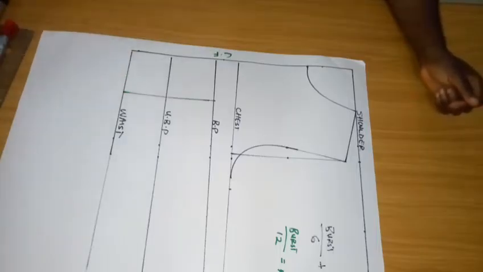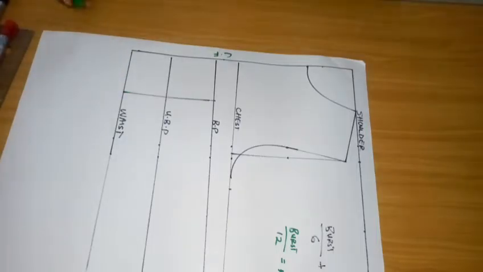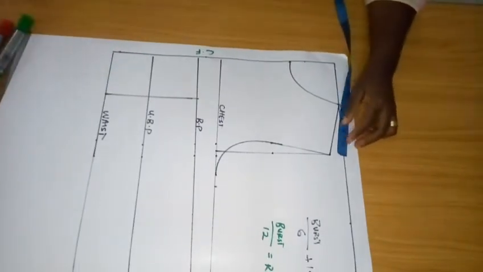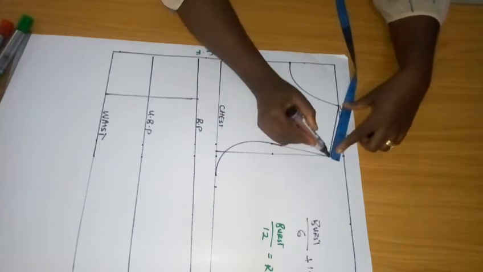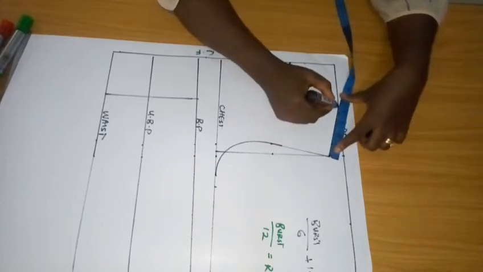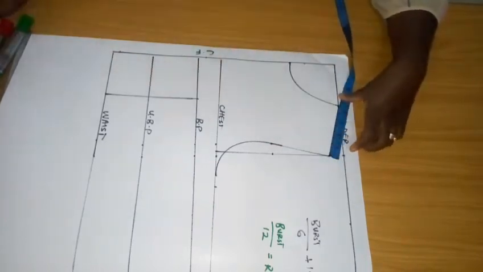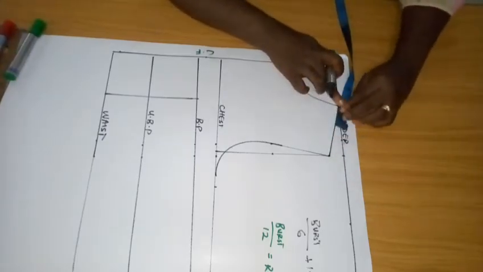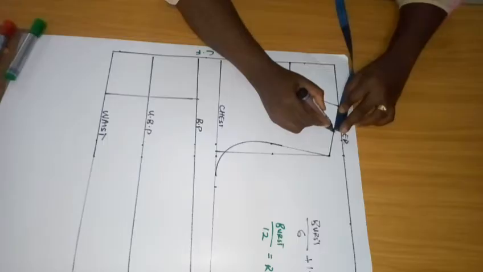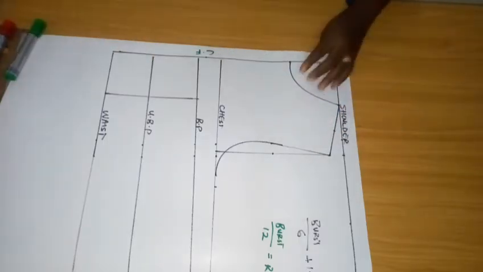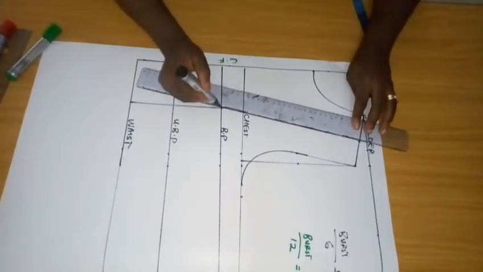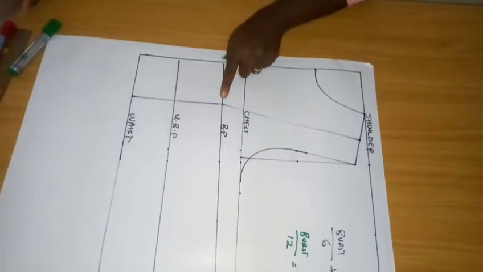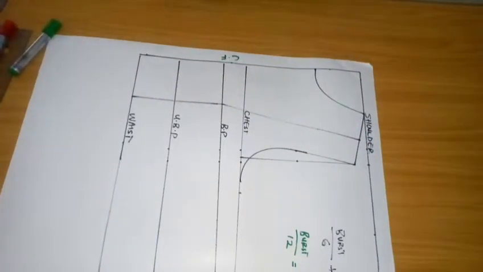The first thing I want to do right here is to divide my shoulder seam line, from the armhole line to here. I'm going to divide it and find the midpoint. Once I divide it, this is my midpoint right here. I'm going to connect this midpoint straight to the bust point. So I've connected it to the bust point right now.